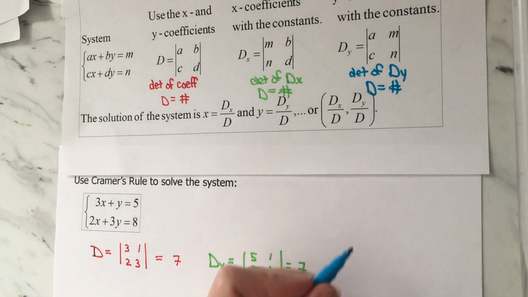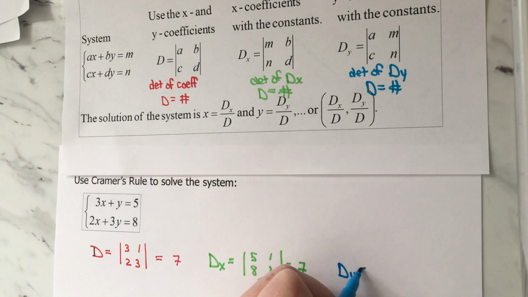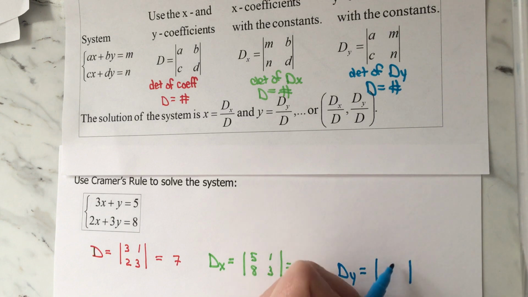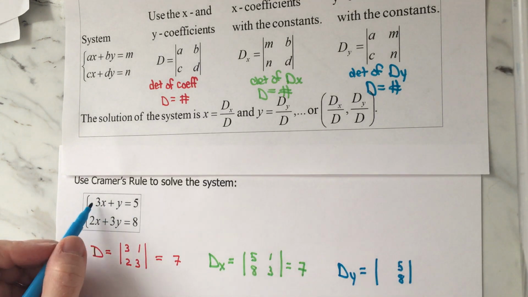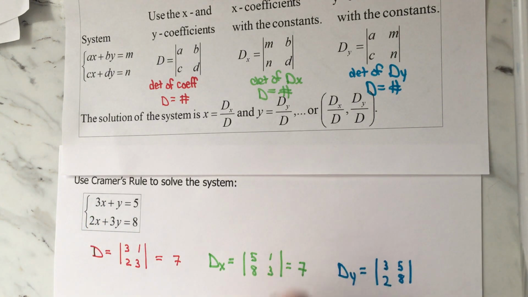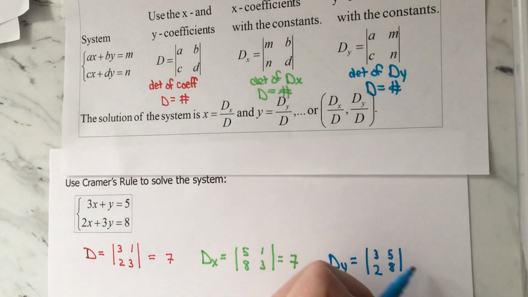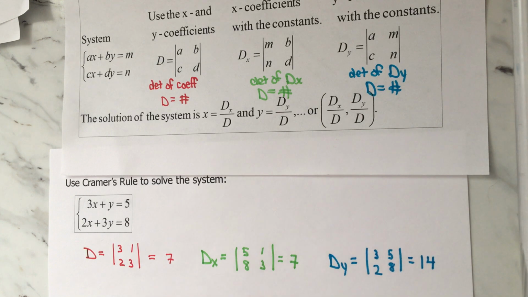Last but not least, I'm going to make a matrix where I replace not the x's, but I replace the y values with 5 and 8, and I leave the 3 and the 2 alone. Cross multiply, 24 minus 10 is 14.